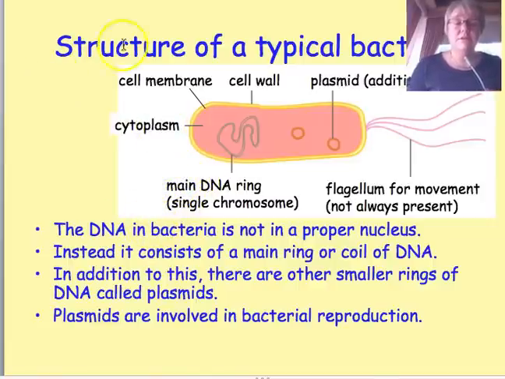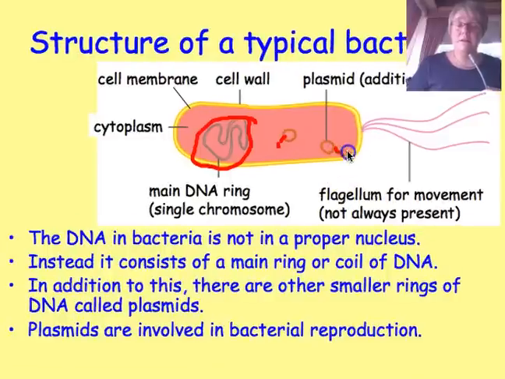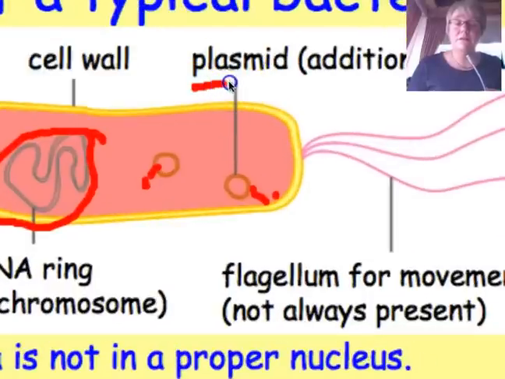Now when we have a wee look in more detail at the DNA that's in a bacterial cell, there is a difference in that it doesn't have what we would call a proper nucleus. The DNA is found in this circular chromosome that's here. So it's a kind of main ring or coil of DNA that's there. There are also these other smaller rings that are here, and these are called plasmids, and they're important later on when we come to have a look at genetic engineering, and we have a look at that in a wee bit more detail.